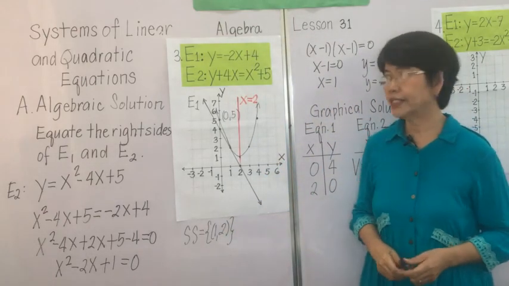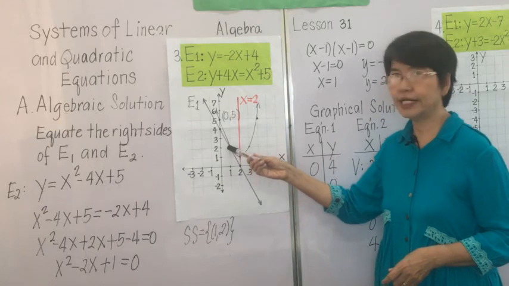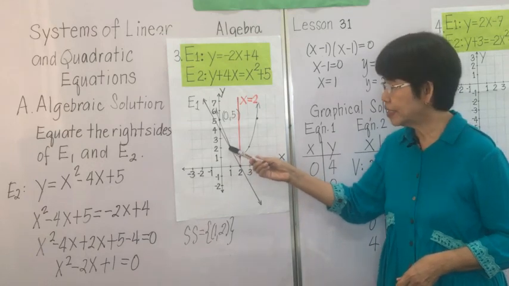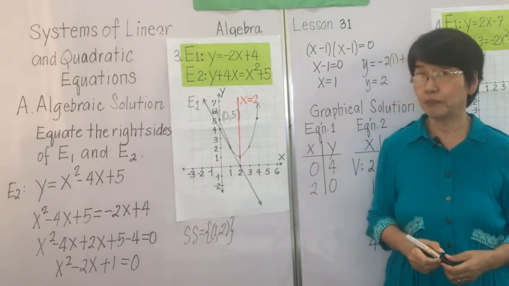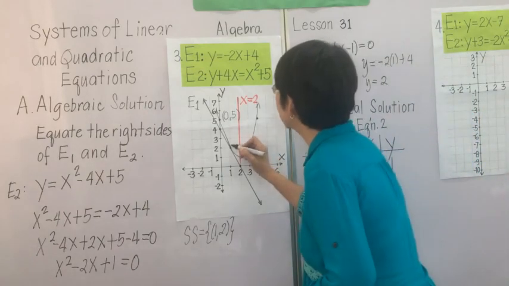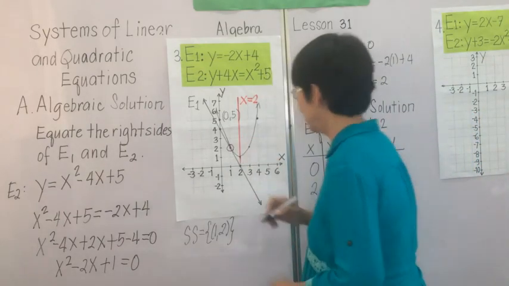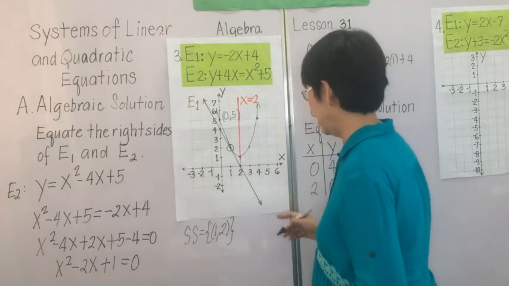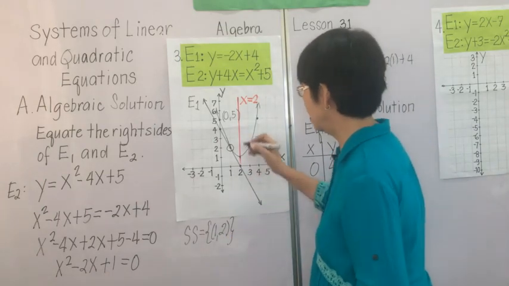We can see here that the parabola touches the line at only one point, and this is what we call the point of tangency. So this is our solution. And this is the point (1, 2).